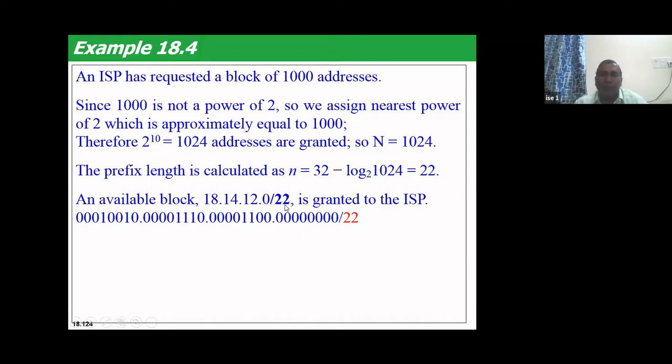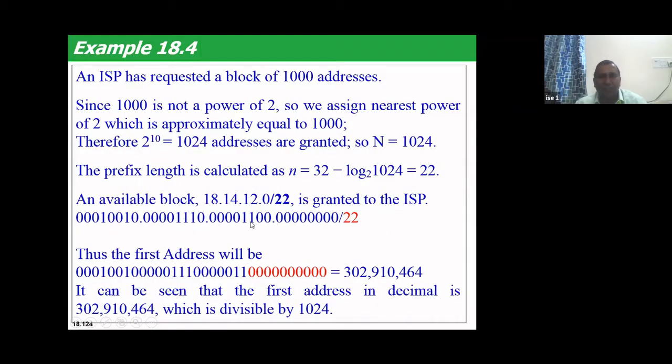Now this address becomes 18, 14, 12, 0. So you convert 18 into a binary number, 14 into binary, 12 into binary, and then all zeros. So the first address will be what? The first 22 bits of this entire thing: 8 plus 8, 16, plus 6 bits, 4 plus 2, 6 bits. The remaining 10 bits are all made 0.